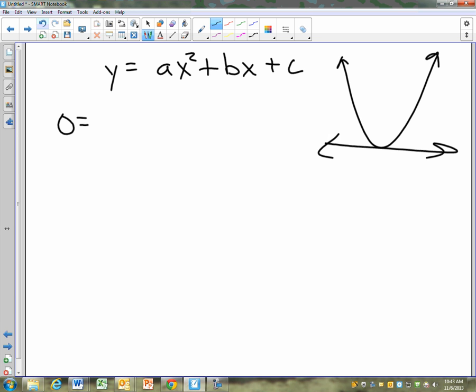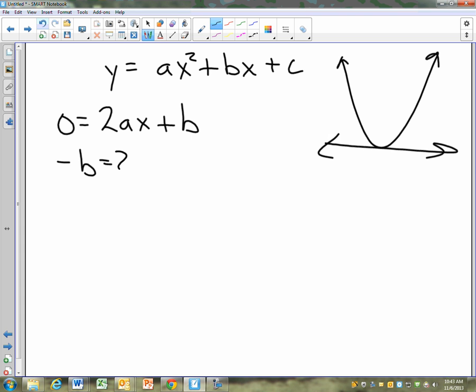If I take the derivative, I take this 2 and multiply it out front, right? And a is just a constant, and I get 2a times x. Plus, what's the derivative of bx? b. And what's the derivative of c? Zero.